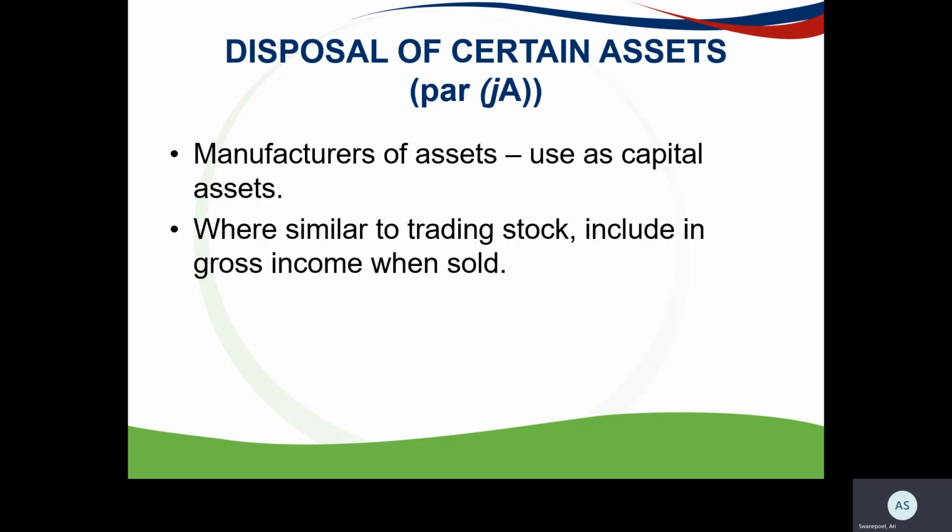And disposal of certain assets. The taxpayer may manufacture assets, for instance, motor vehicles that are then resold. So it's really stock, but the taxpayer may use one of those motor vehicles as a demonstration model. Then it's a capital asset because it's not directly sold again, but later on, if they decide to sell that demonstration model, then it will be included in gross income when it's sold.